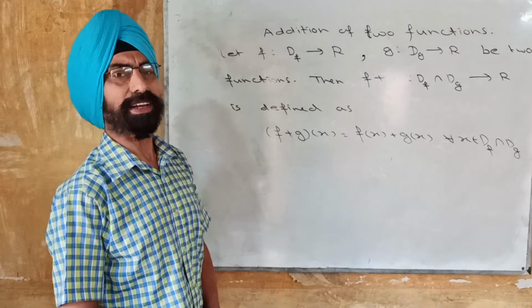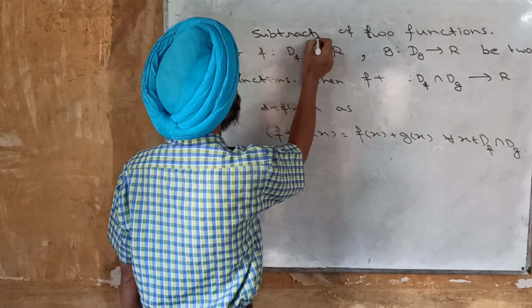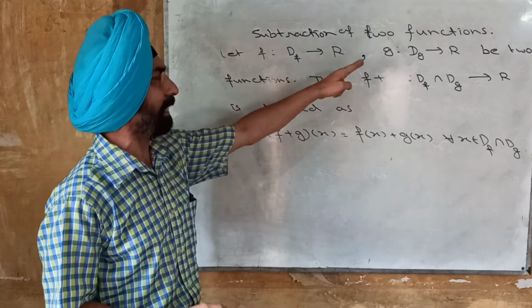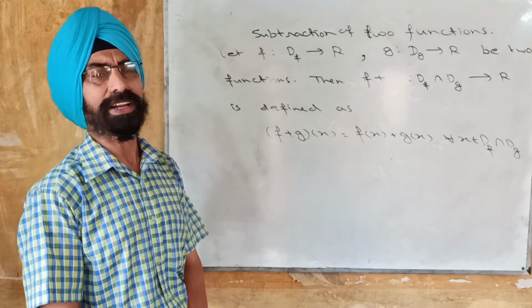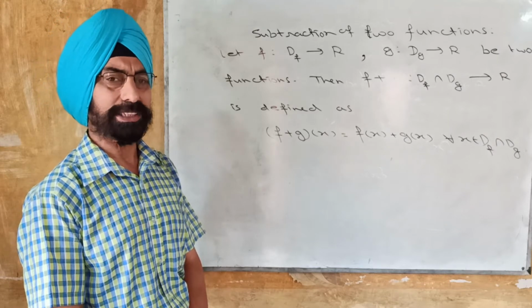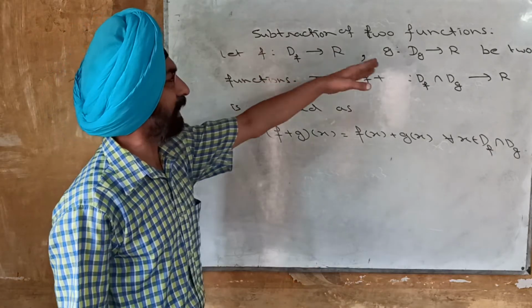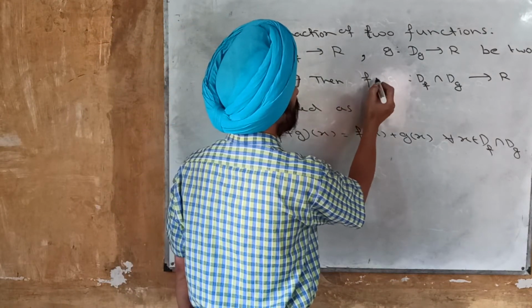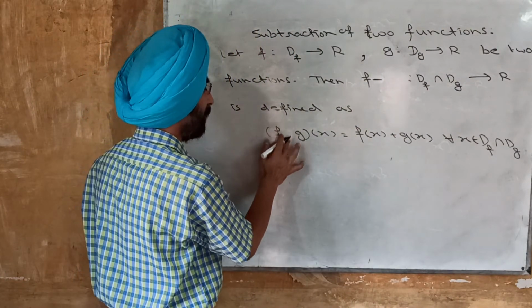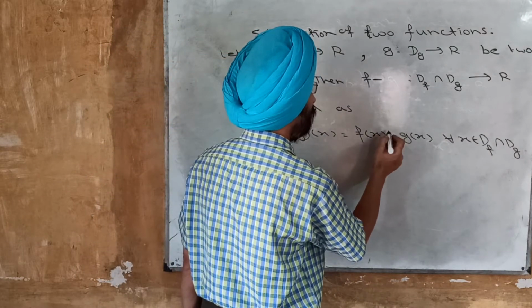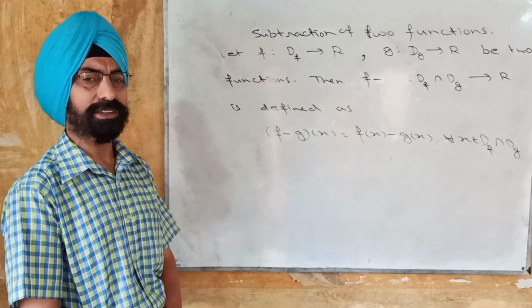The subtraction is very much similar, so I am just making amendments here. Subtraction of two functions. Let f from D_f to R and g from D_g to R be two functions. Here again, the difference of two functions, that means subtraction f minus g, will have the domain D_f intersection D_g, that means the intersection of the two domains of the functions f and g, their common portion. So f minus g, the difference of two functions, is again defined from D_f intersection D_g to R, and is defined in the same way: (f minus g)(x) is equal to f(x) minus g(x) for every x belonging to the common domain, D_f intersection D_g.